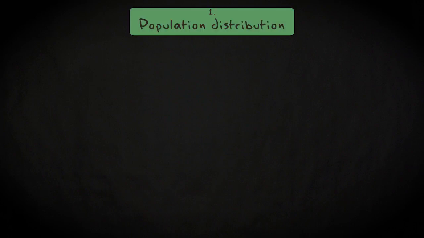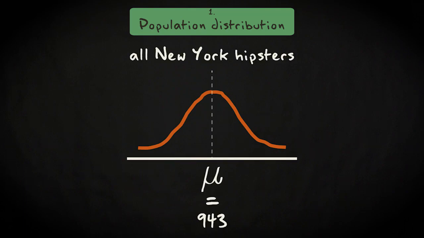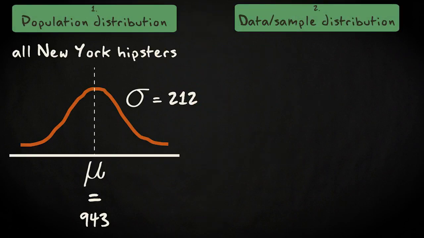The first one is the population distribution. It looks like this. It's approximately bell-shaped. I've already told you what the mean is, 943. The subjects in the population are all New York hipsters. So, the mean means that if we add up the On the Road reading times of all New York hipsters and divide that by the total number of New York hipsters, we get a value of 943 minutes. The population mean is symbolized by mu. The standard deviation in the population, symbolized by sigma, measures the variability of all the individual reading times in the population around the mean reading time. It equals 212 minutes.